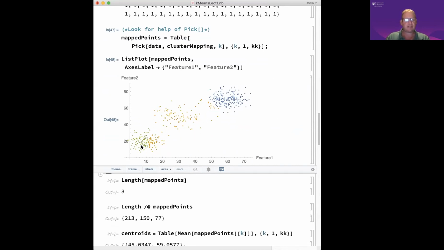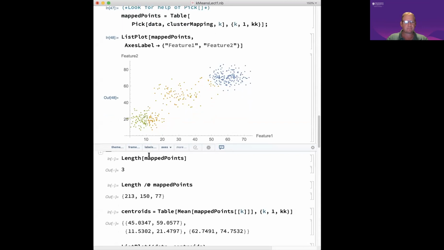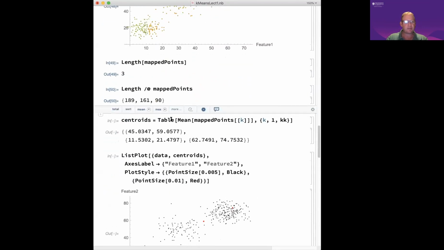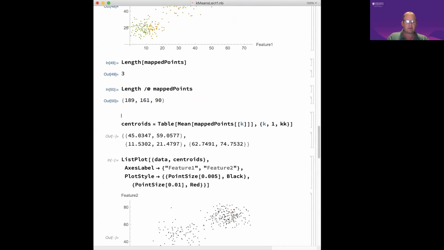This is the second centroid, third centroid. Did we finish? No, we didn't finish. This was the first iteration. If you want to look, there are 3 map points. These are the clusters of the points. And now we are going to start iteration 2.